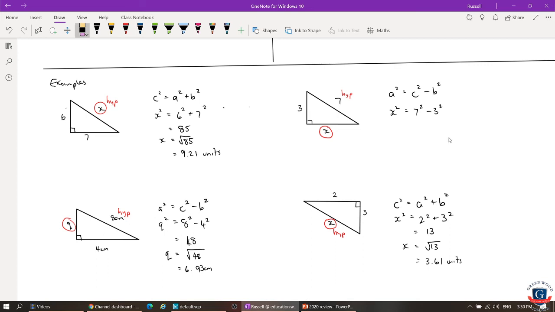So x squared equals 49 take 9 is 40. X equals root 40, which is, come on calculator, what's root 40? 6.32.